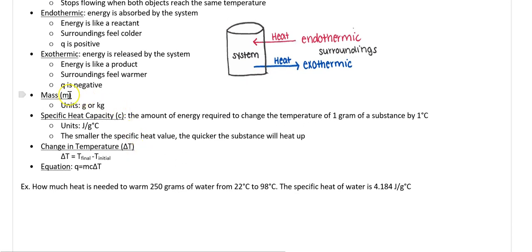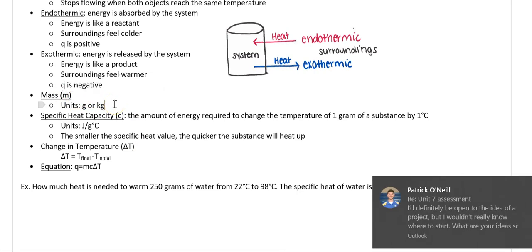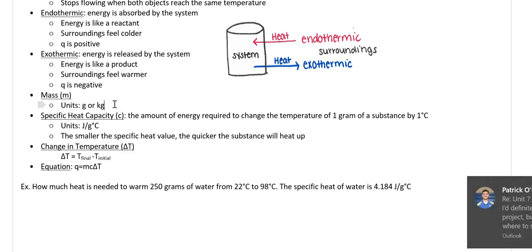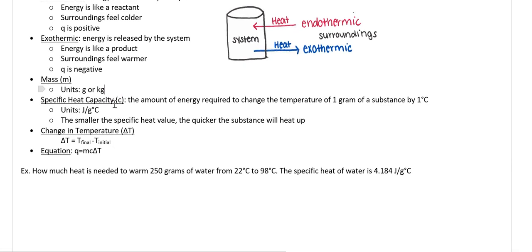Mass, we know what mass is. In our equation, we're going to use the letter M to represent mass, and our units can be either grams or kilograms. The topic for this lesson is specific heat calculations. So specific heat capacity we're going to represent with the letter C. It is the amount of energy required to change the temperature of 1 gram of a substance by 1 degree Celsius. Units, joules per gram degree Celsius.